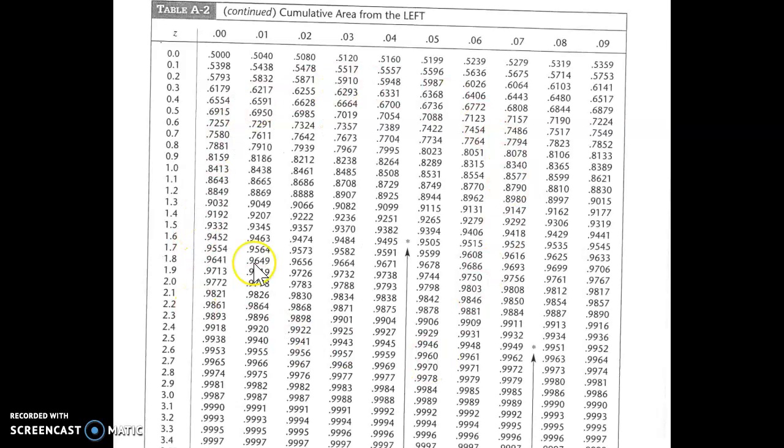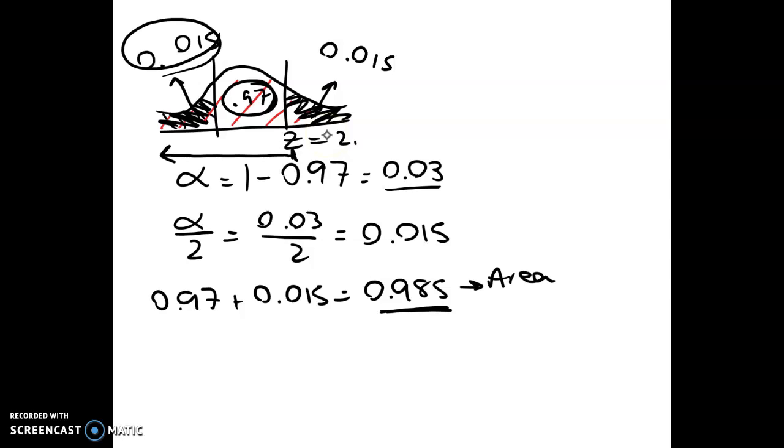Okay, now the numbers in the middle here, that represents the area. The numbers at the top and to the side here, that represents your z-scores. So I'm looking for an area of 0.985, so I'm going to be looking in the middle here. And looks like it is right there. Okay, so there is 0.985. Okay, so the z-score associated with that is 2.1. Let me go up 7. So 2.17 is a z-score. Okay, so 2.17 is my z-score.